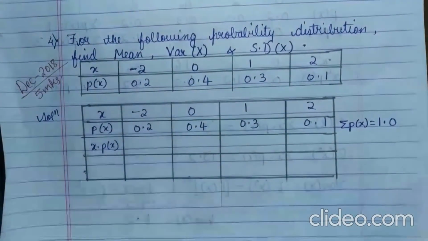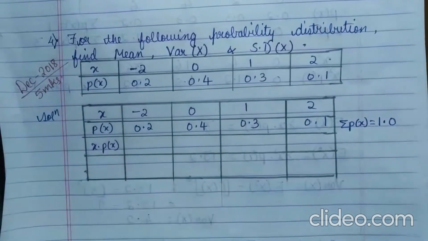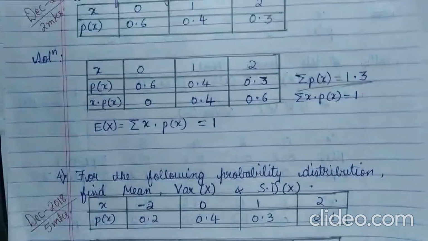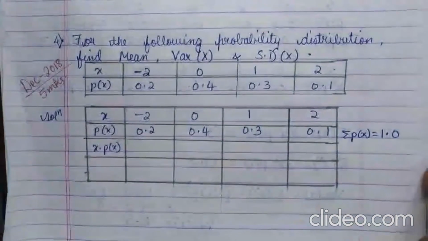See, whatever problem comes with a random variable, the first step you have to find is x into p of x itself. You can see this in any problem here also. In the previous problem, we found out x into p of x. Okay, the first step is you have to find x into p of x.